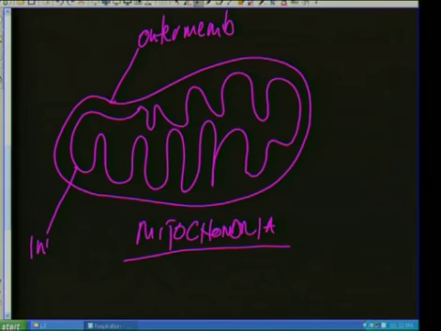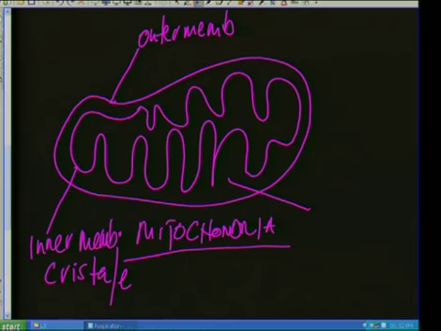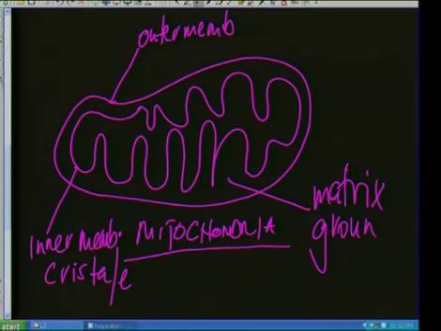This is the inner membrane, or called crista. More than one, cristae. And this is the matrix, or some textbooks prefer to call it the ground substance. And that's all there is to drawing a mitochondria and labeling the mitochondria.